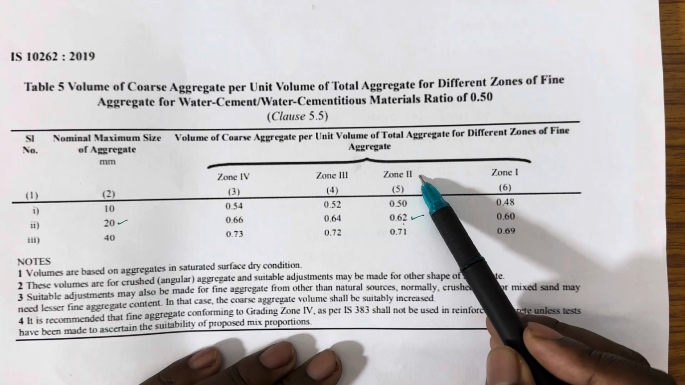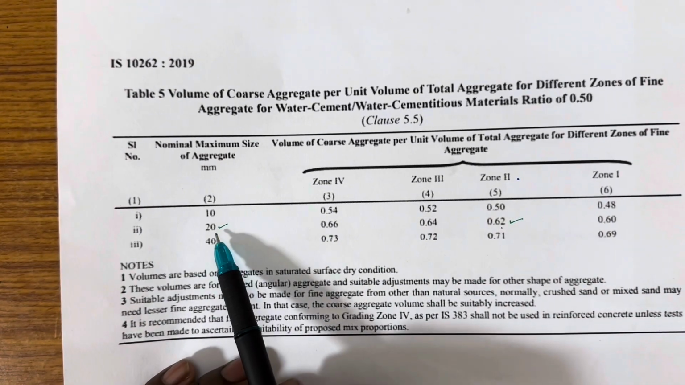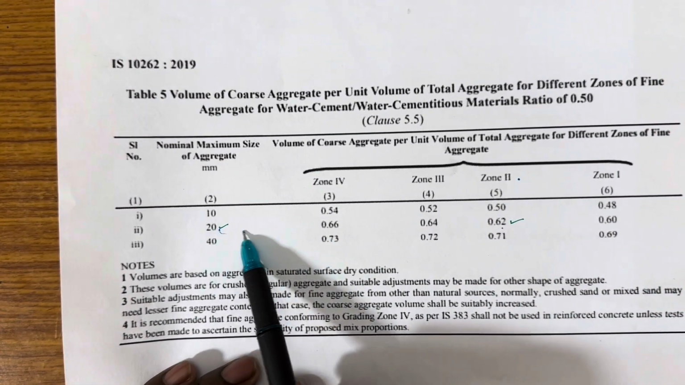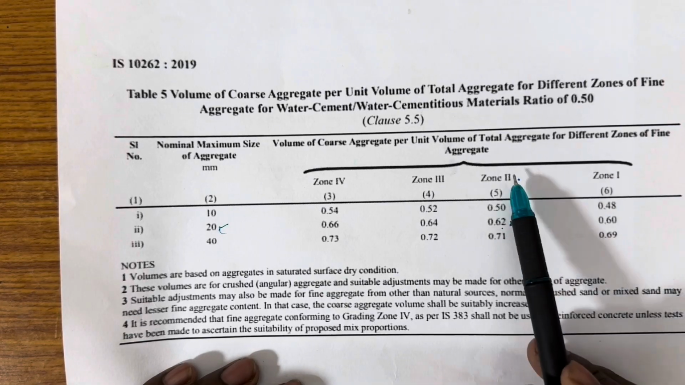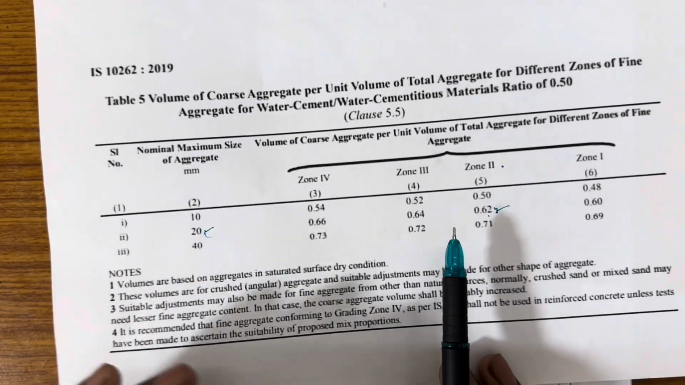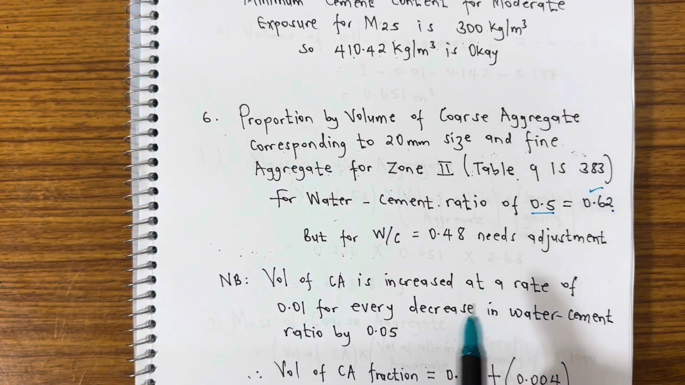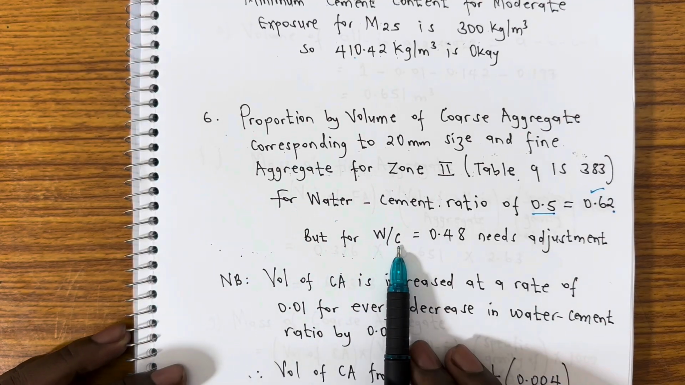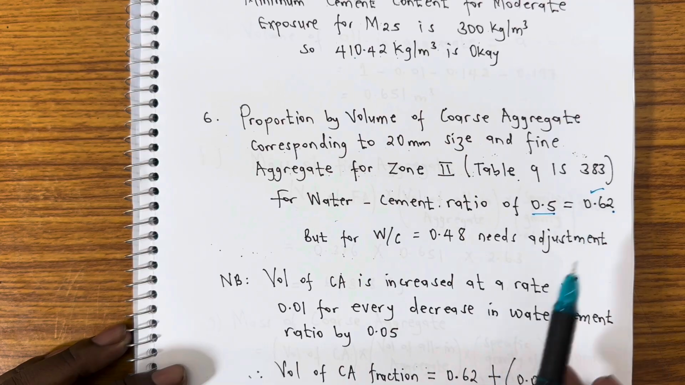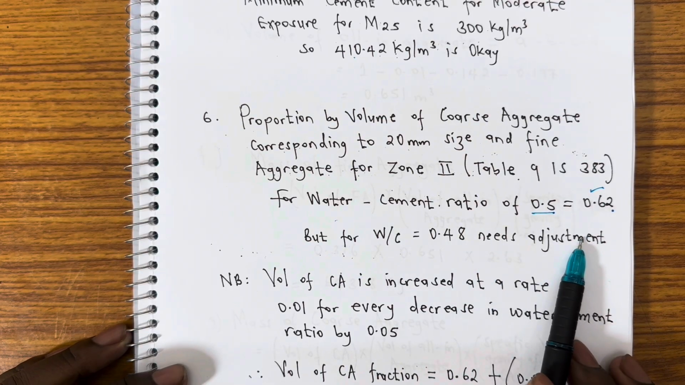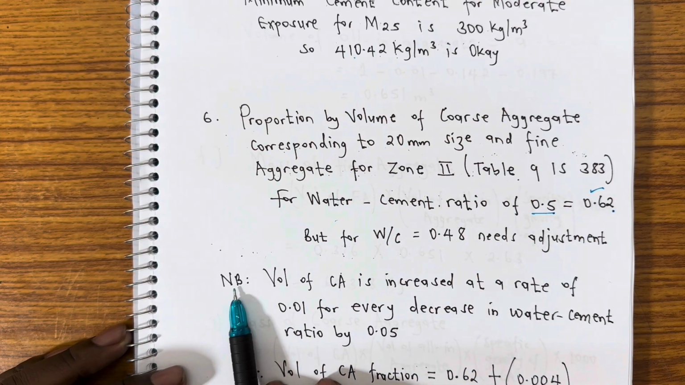Zone 2, if your maximum size of aggregate is 20, you will produce the volume of coarse aggregate as 0.62 under Zone 2. Okay, so that's what we have obtained, but our water cement ratio is 0.48, not 0.5. So that means there is a need for adjustment.